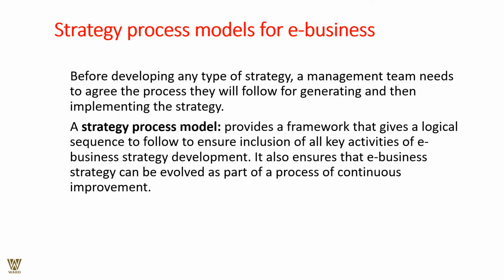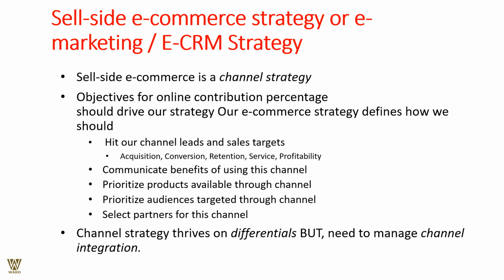The strategy process model for e-business is all about providing a framework that gives a logical sequence to follow to ensure inclusion of all key activities of e-business strategy development. It also ensures that e-business strategy can be evolved as part of a process of continuous improvement over a period of time. It is what we are determined to do around here.